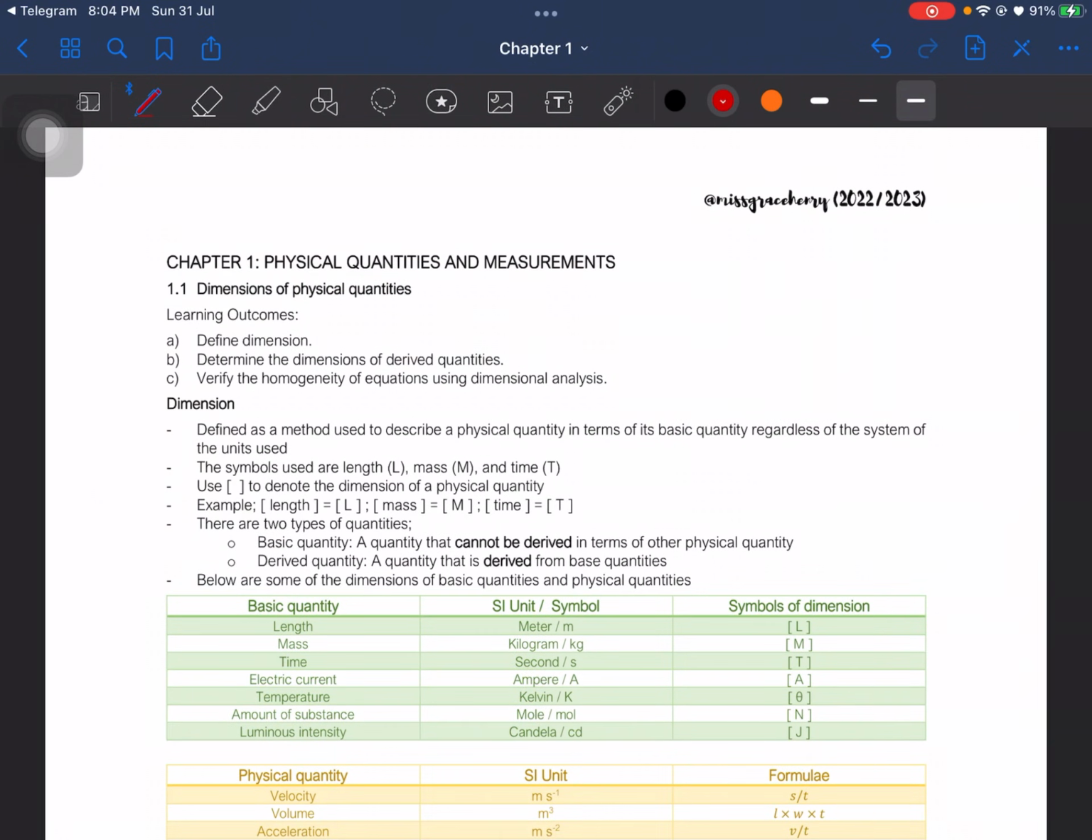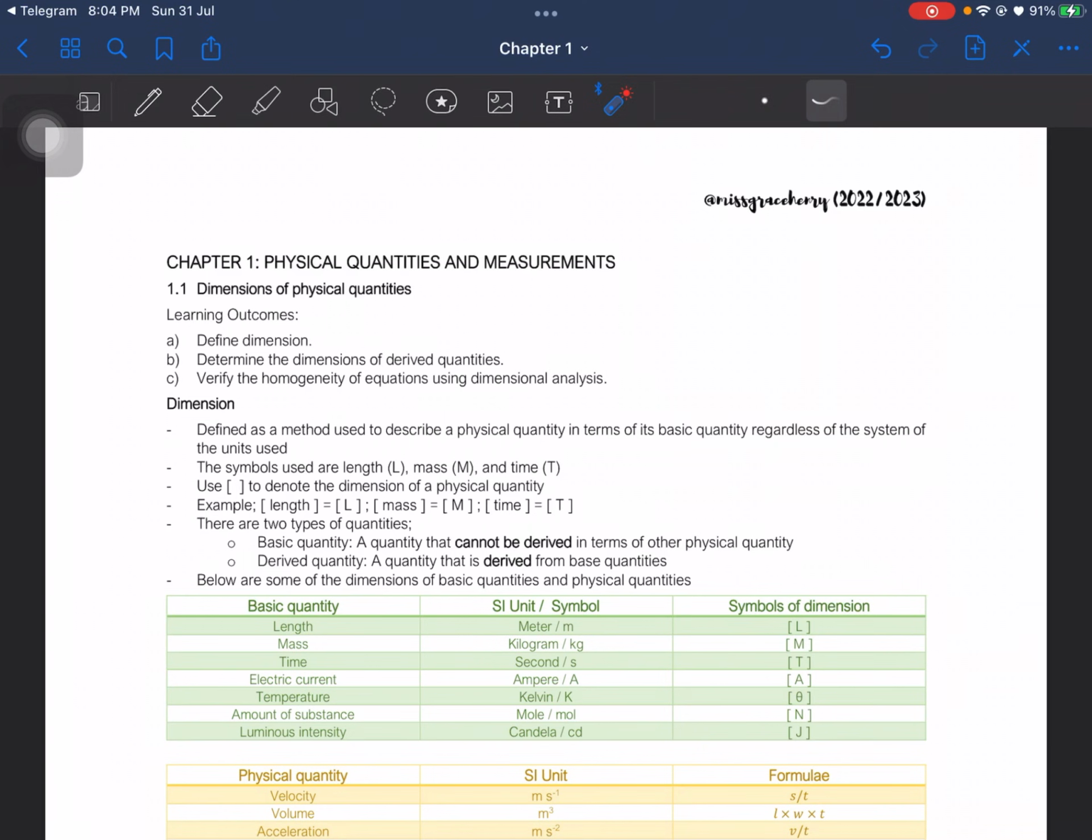So today we will be entering chapter 1. Basically I will be trying to finish up our chapter 1 for this first week. Chapter 1 is on physical quantities and measurements. There are only 2 subtopics in this chapter and it's a very short chapter. The first subtopic is on dimensions of physical quantities. In this subtopic, you have to be able to define what is dimension, determine the dimensions of derived quantities, and lastly, verify the homogeneity of equations using what we call dimensional analysis.